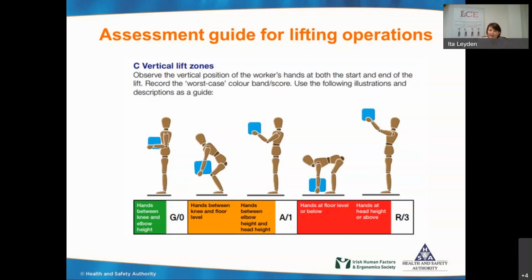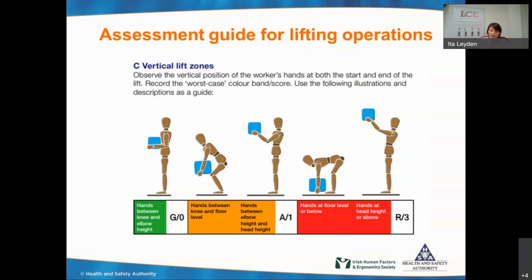Now we're just looking at the vertical lift. And previously in B, we just looked at the hand distance from the lower back. So if the hands are between knee and floor level, or hand and head height, well, then it's an amber 1. And if it's at floor level or below or above head height, then it's a red 3.